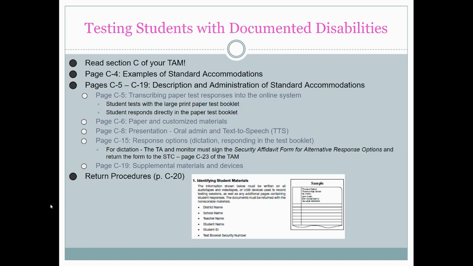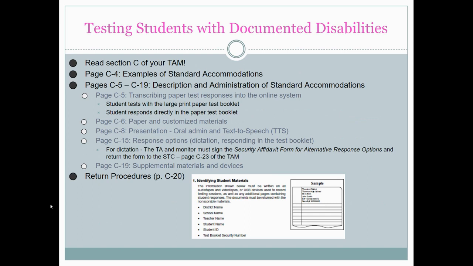If you are testing students with disabilities, these are students that have accommodations, and they can be individual, small group, or in the large group setting. Make sure you read section C of the TAM. Specifically, your site lead should be telling you your room assignment so you can see the students that will be in your room. Then you can really pinpoint the sections or the pages in section C that you need to read and focus on. C4 has a list of standard accommodations.